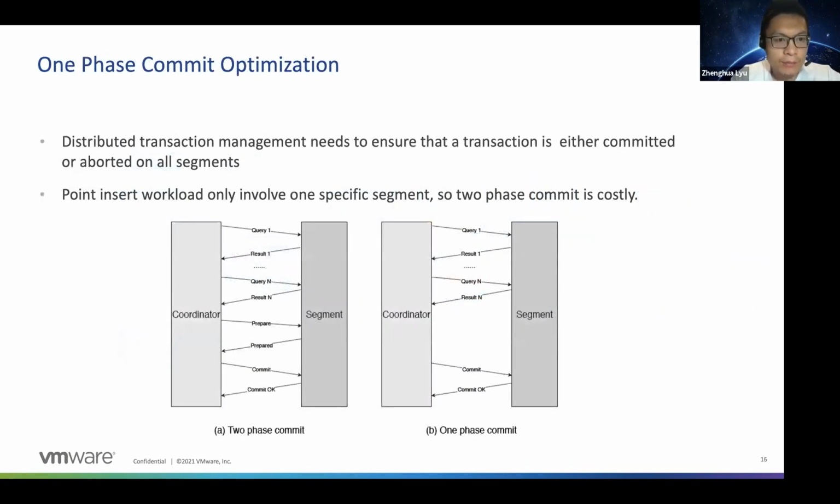Next, let's talk about distributed transaction management optimization in Greenplum. Two-phase commit is used to ensure consistency among all the segments, but sometimes if only one single segment generates XLog, we can use one-phase commit to save network ping-pongs. This part is not a novel theoretical invention. It's just some engineering optimization.